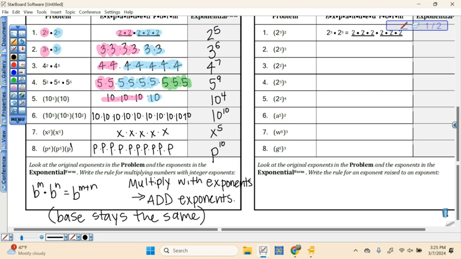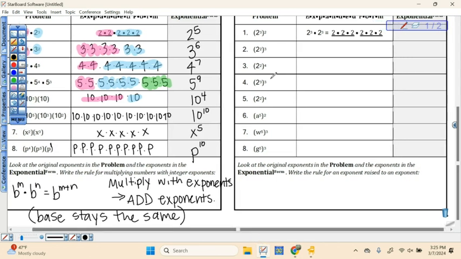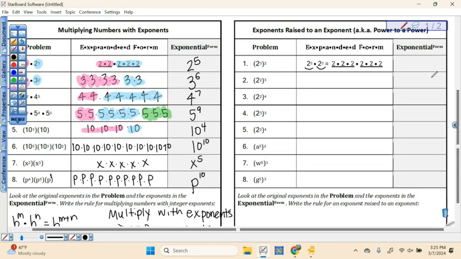Okay. So in the next section, we're not multiplying, we're raising powers to another power. I have double exponents, an exponent raised to another exponent. So in this first one, I have 2 cubed squared. So that means 2 cubed times 2 cubed. So it's going to be 2 times 2 times 2 times 2 times 2 times 2. How many total 2's are there? 6. So then over here I write 2 to the 6th.